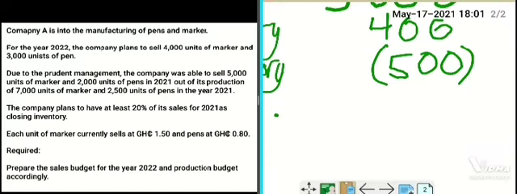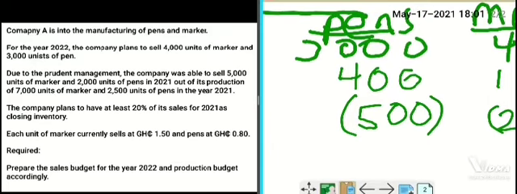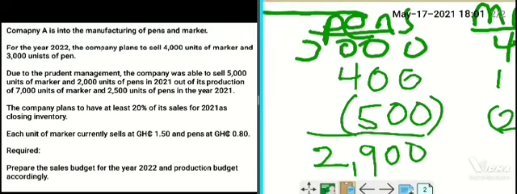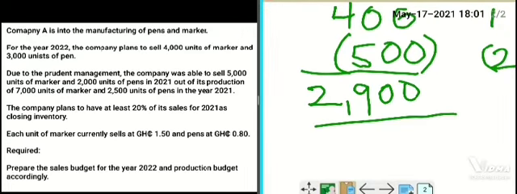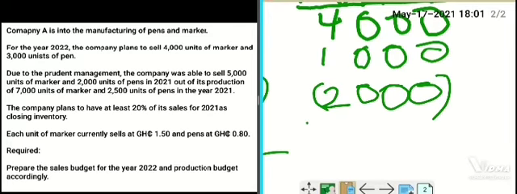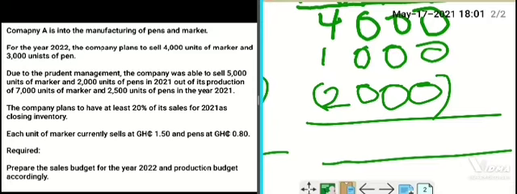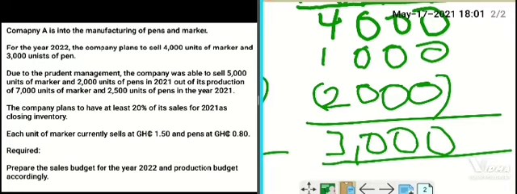For pens, 3,000 plus 400 minus 500 is supposed to give us 2,900. Okay, so that's right. And then for the marker, we have 4,000 plus 1,000 minus 2,000. This gives us 3,000. Like I said, you may like to bring the total column to your far right. Okay, so this is what we have.